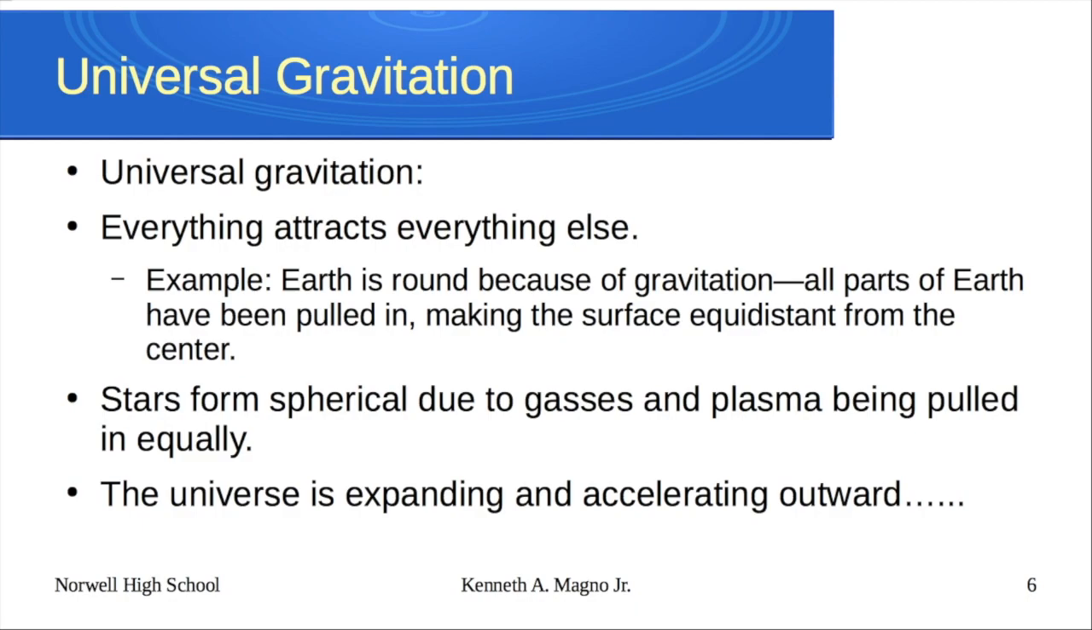Part of the reason the Earth is round is because of gravitation, because when it was being formed, all that matter forming it was being pulled on equally. Stars end up becoming spherical for the same reason, because all the gases in the plasma are being pulled on equally. One other thing we need to note, though, is that the universe is still expanding and accelerating outward, because everything from the Big Bang is still going outward.